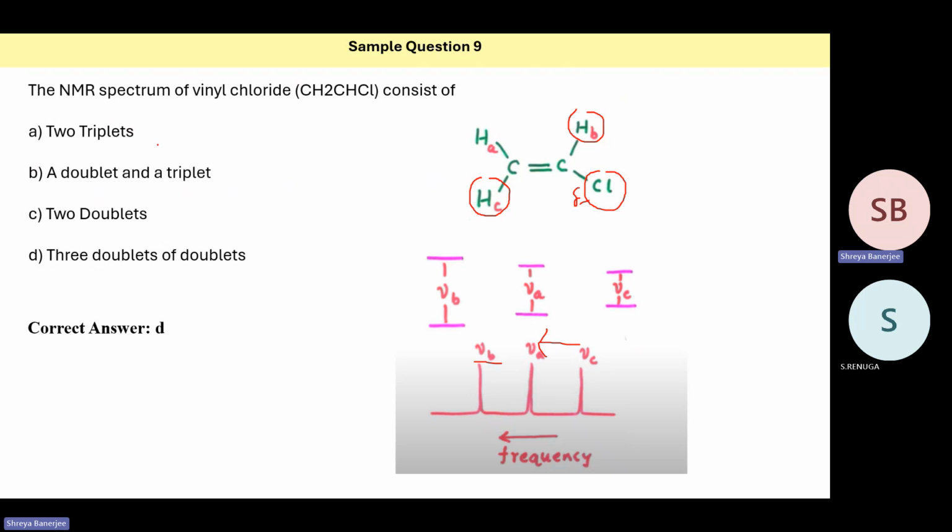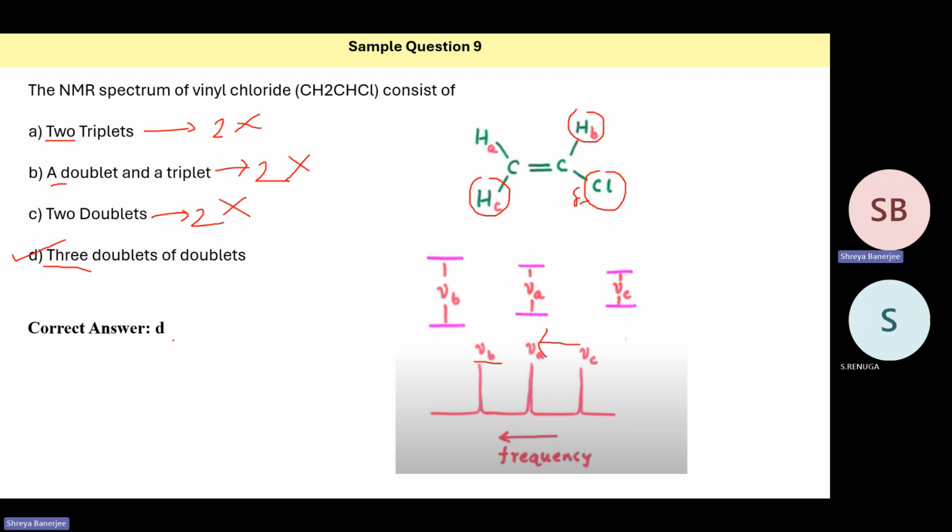If you look at the other options, two triplets means two signals. One doublet, so the number of signals is 2. One doublet and a triplet, again the number of signals is 2. Two doublets, again the number of signals is 2. So these are all out because you need a minimum of 3 signals. Only the last option says 3 doublet of doublets. So the last answer is correct.